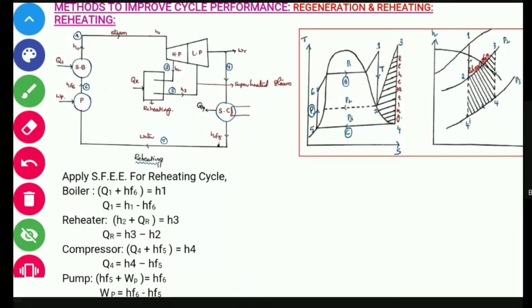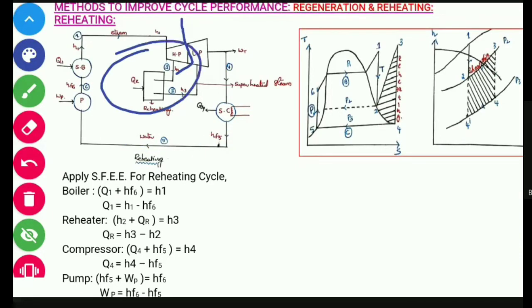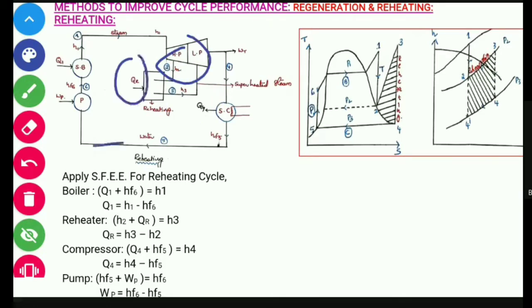Similarly, let us apply the same for the reheater. This is the component. For the reheater, H2 is entering and QR is entering, but what is leaving here? H3 is leaving. H2 and QR are the inward directions, and H3 is leaving as output.